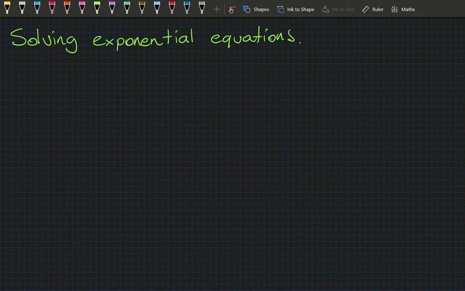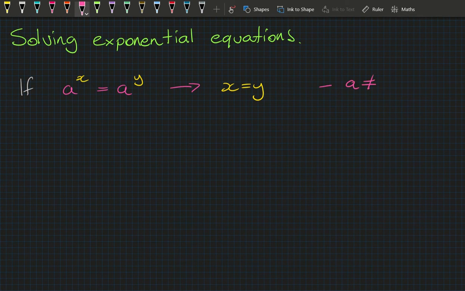If we're presented with a to the x equals a to the y, then we know that x must be equal to y. Because if the same number was raised to different powers, we'd have a different number, right? Unless of course that number a is equal to 1. So this is all assuming that a is not equal to 1.